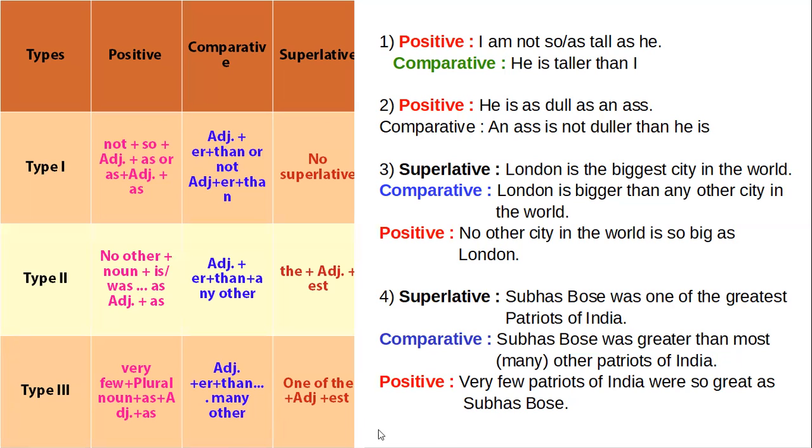Then we'll change it to positive. Very few plus plural noun plus adjective plus as. So very few patriots of India were so great as Subhash Bose.